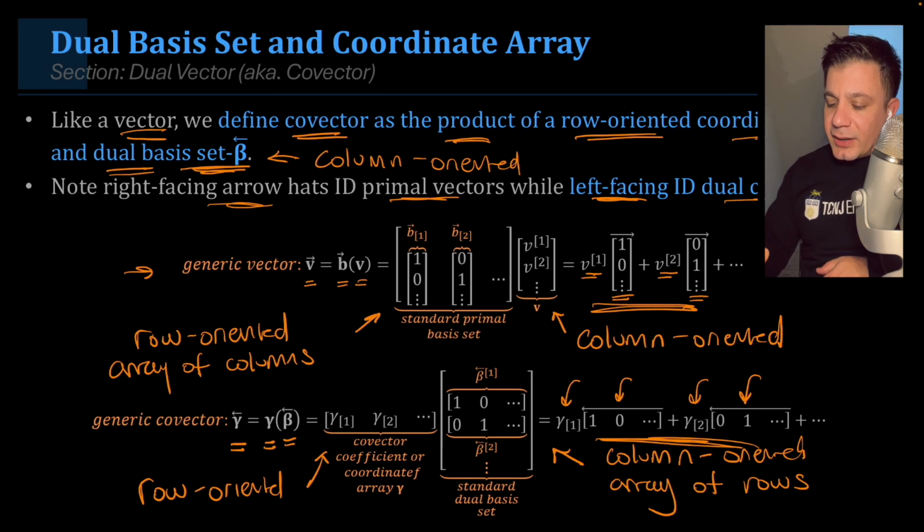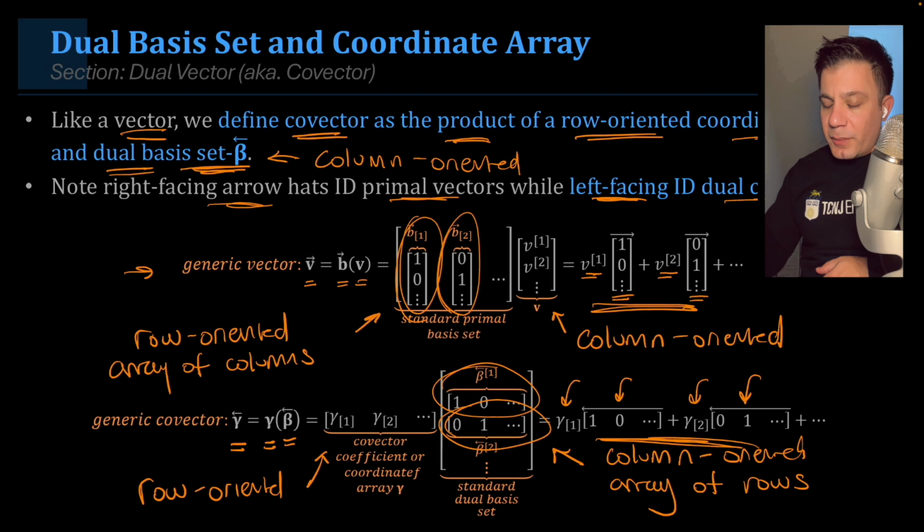So you can see here that the individual bases in the primal space can be represented by these column-oriented arrays, whereas the individual bases within the dual space can be represented by these row-oriented arrays.